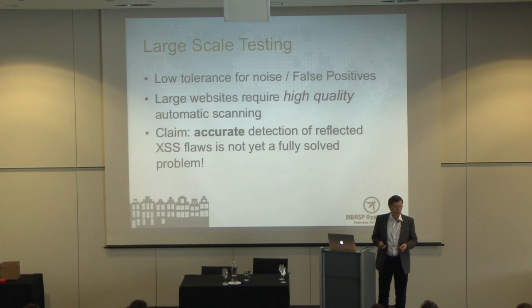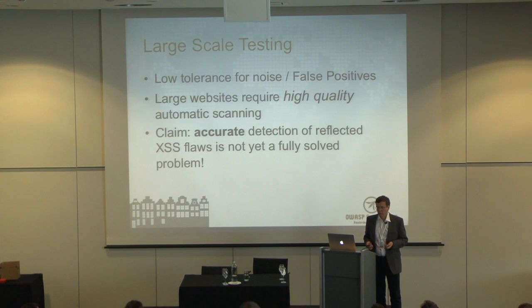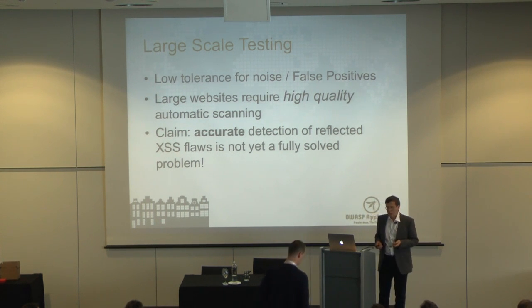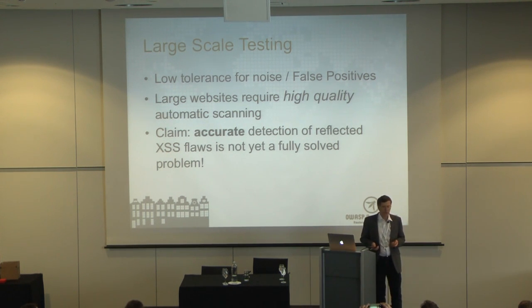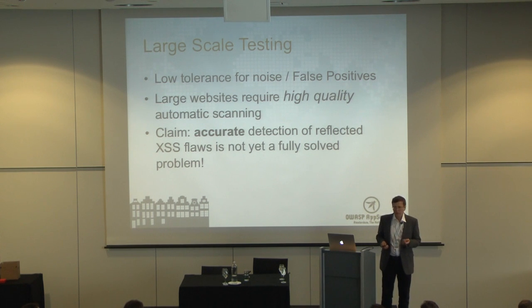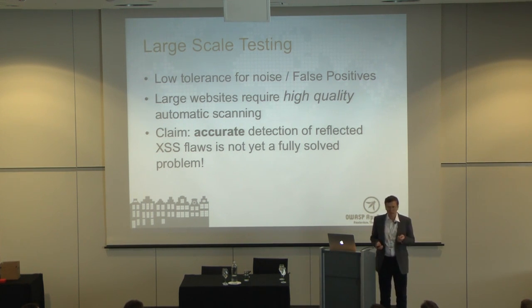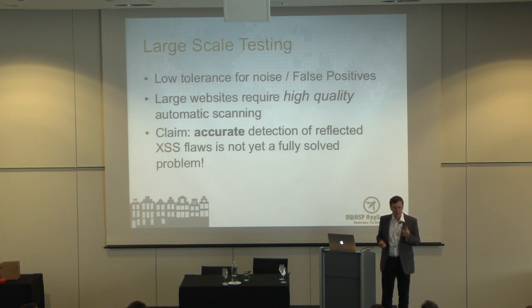Large-scale testing, where you need to test large properties such as Yahoo's, has unique requirements. One of them is that you have quite low tolerance for noise and false positives. Because false positives don't usually happen once in a while so that you can ignore or shut them down. If you have certain types of false positives, they start to overwhelm and pollute all the results and you drown in the noise. So you cannot find the needles among the straws that look like needles.